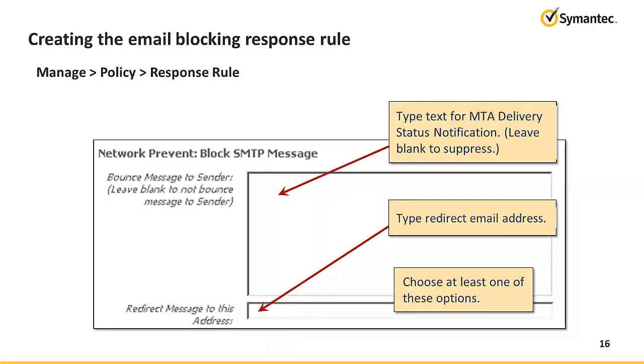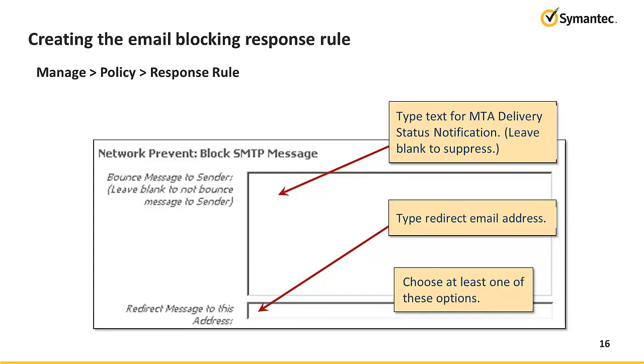On the Response Rules Management page in the Enforce Administration console, found through Manage, Policy, Response Rule, choose the Automated Response option and select the Block SMTP Message action under Network Prevent. Then click Add Action. The Block SMTP Message action provides two configuration options shown in this figure.